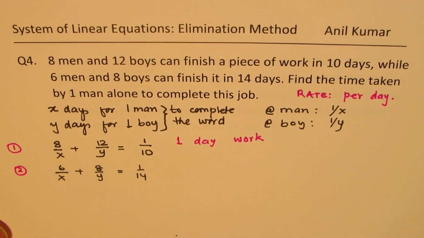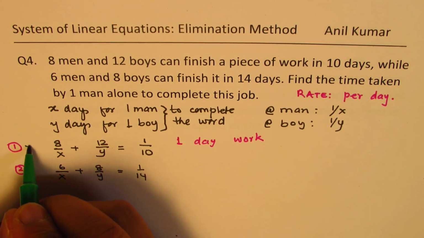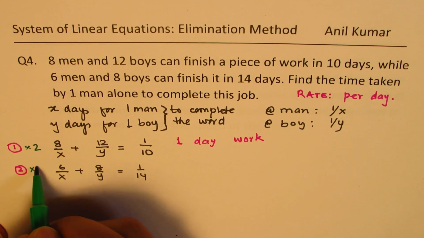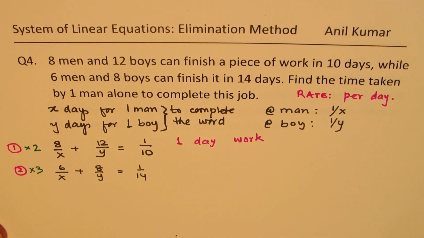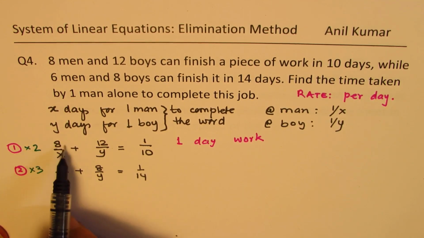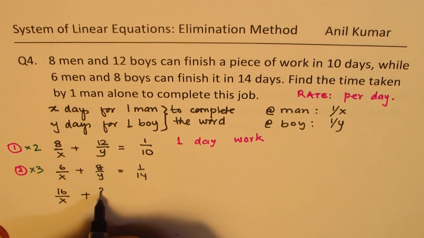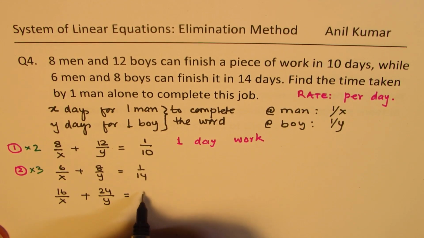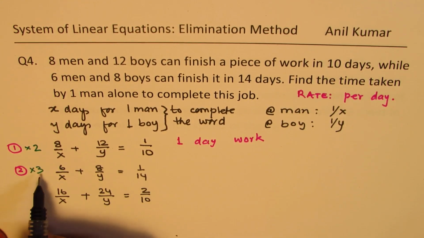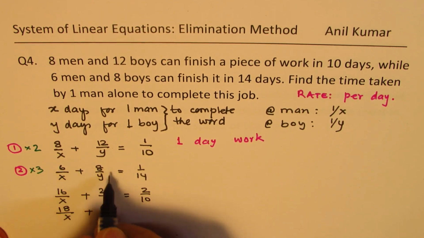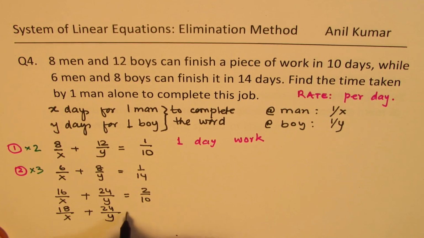Let's go for multiplication. So what we will do here is we'll multiply the first equation by, let's say 2. It becomes 24 and the second by 3. Is that clear to you? So if I multiply the first equation by 2, I get 16 over x plus 24 over y equals 2 over 10. The second equation by 3 gives me 18 over x plus 24 over y equals 3 over 40. Is that clear to you?